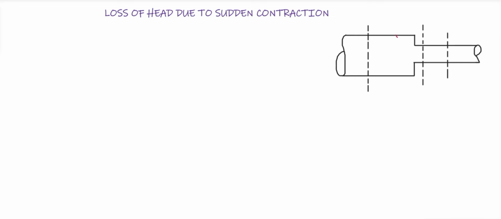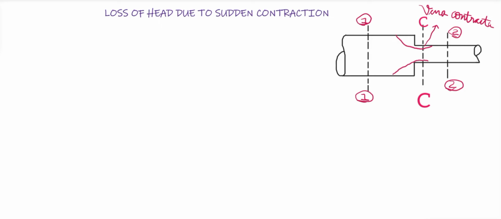Here, firstly, let me tell you all the sections. This section is the vena contracta and we name it the CC section. Then after the vena contracta, this is section 2-2, and before the vena contracta, this is section 1-1. Due to sudden contraction, eddies will start to form in this region and also in this region.